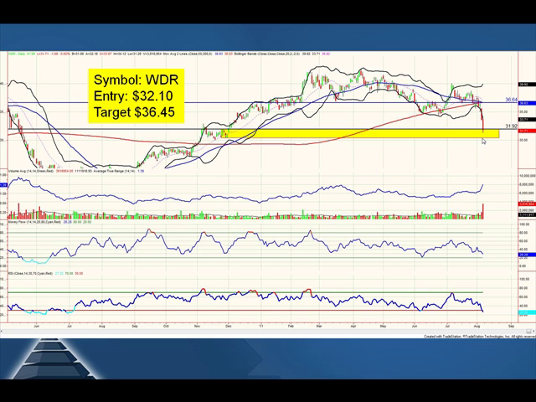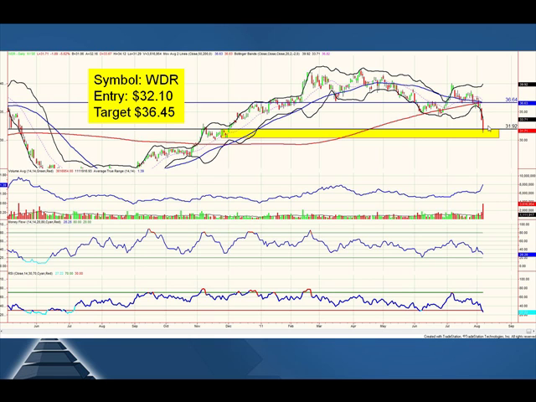If price goes below this demand area down to the 30.25 area or the $30 area, don't take this trade. So if price goes above 32 and then comes back below this demand zone, that's your stop loss. If price comes below this demand zone but never comes to entry, just take the trade off the table.